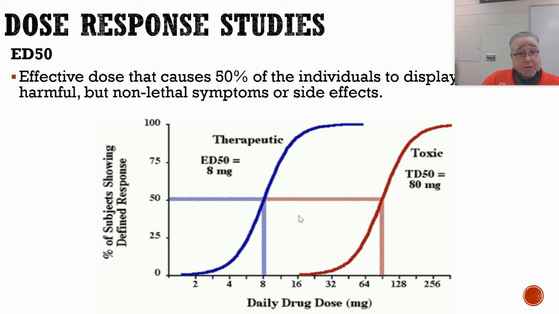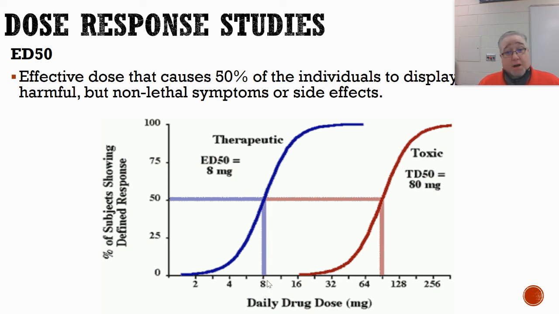So for example, if you look at the red curve, if we wanted to find the TD50 or the LD50, again, go to the 50, go over, and that would be about 80 milligrams per kilogram of body weight. At least that's what it says here. All right, if we want to find the ED50, according to this graph, you would go from the 50 over to this blue line, and you would see that the ED50 is about 8.